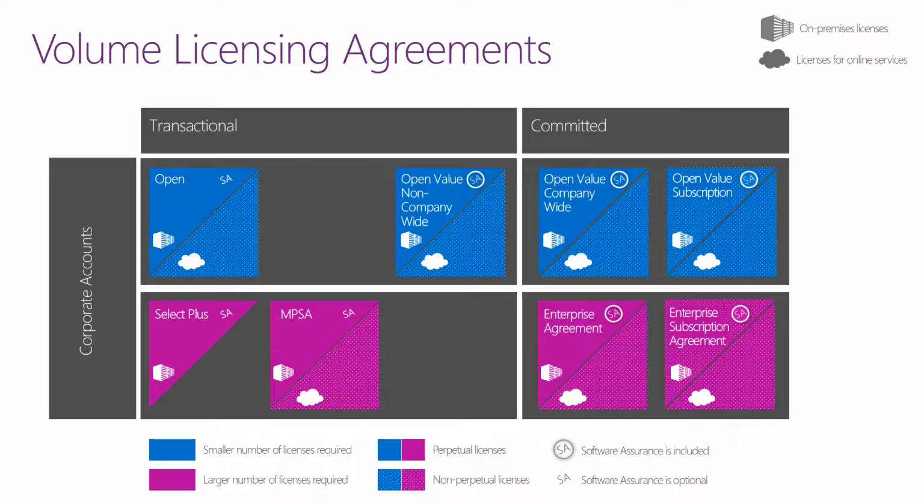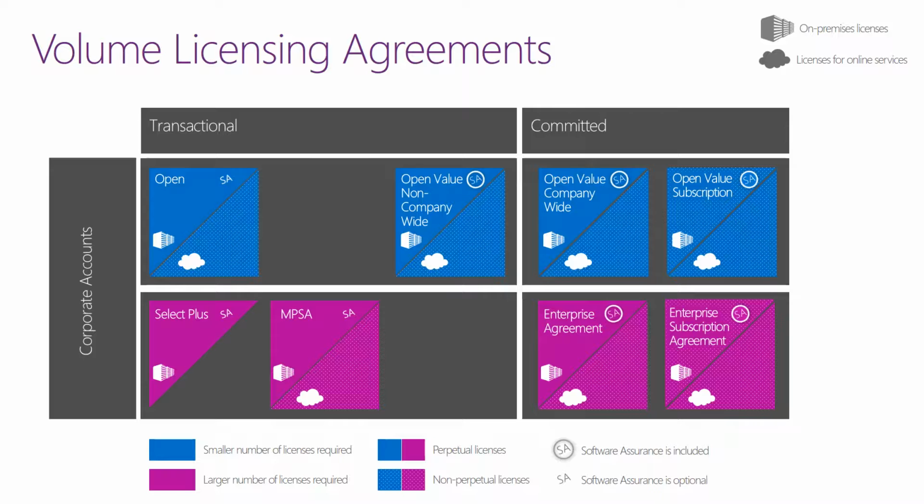Let's focus on the newest member of the volume licensing agreements family. You can see the MPSA there, the Microsoft Products and Services Agreement. And this was launched back in December 2013, and in September 2014, software assurance was introduced to it. So you can see it's a transactional program aimed at customers wanting to purchase probably about 250 or more licenses. They can buy both on-premises licenses and online services, and software assurance is an optional purchase.